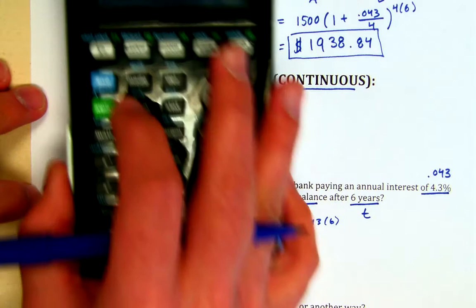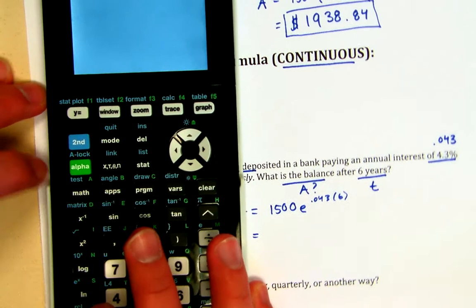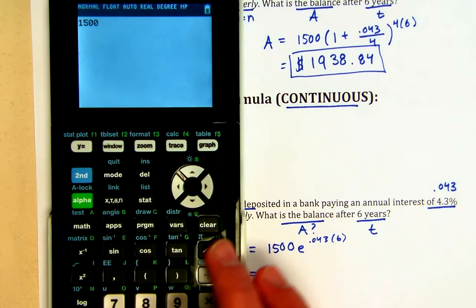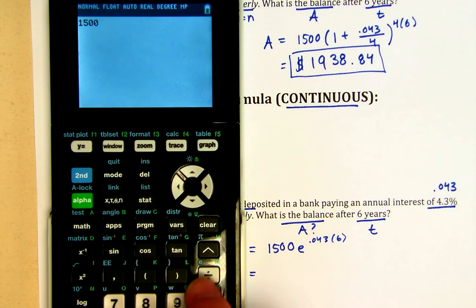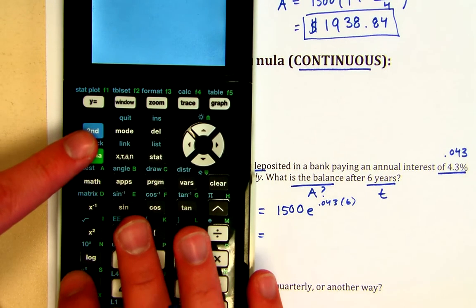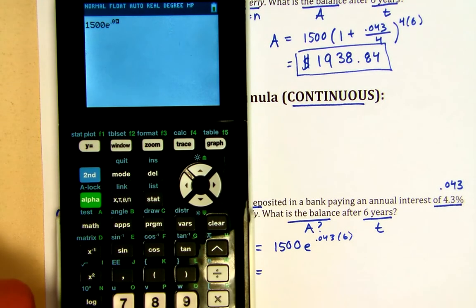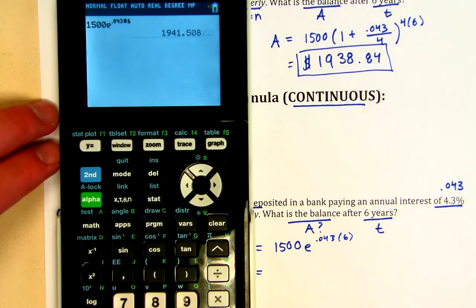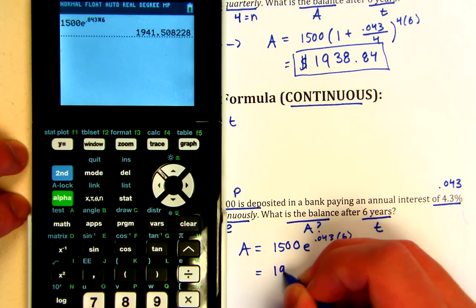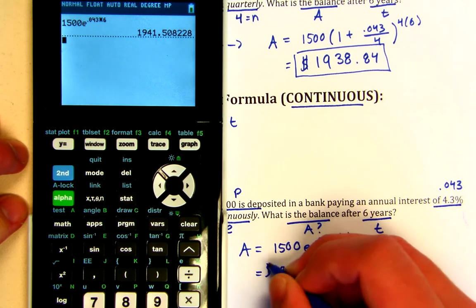So let's go ahead and go through it on a graphing calculator here. I want to put in 1,500 first. Second, E is on the division sign. It's right above the division sign. Now, you could also go, again, like I said, second and hit ln, and it'll just give you E raised to a power. So I'm going to raise it to the power myself. 0.043 times 6. And I get the answer of 1,941.51 after rounding.